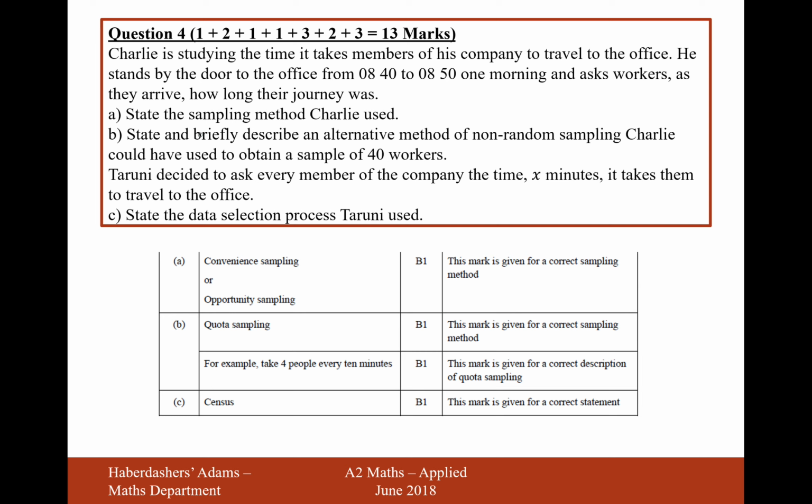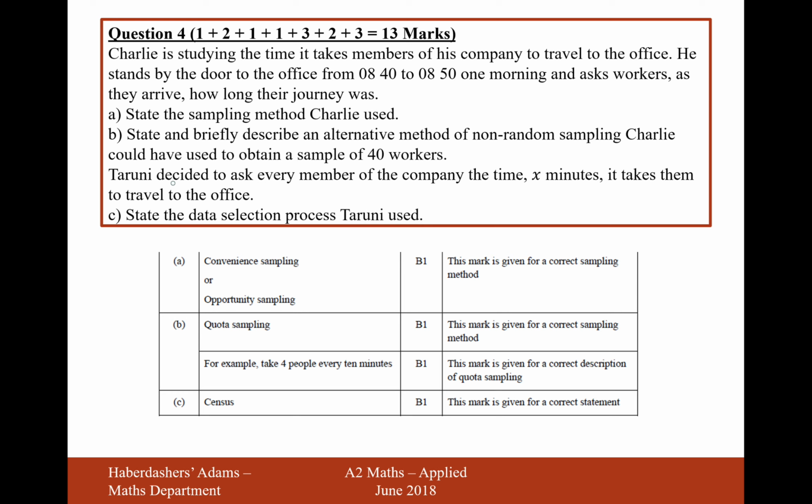Part B is: state and briefly describe an alternative method of non-random sampling Charlie could have used to obtain a sample of 40 workers. This would be an example of quota sampling, where we survey up to the quota of 40, and we might, for example, take 4 people every 10 minutes. We may have people arrive in bunches, where a bus has just come in, and it would not be very sensible to take all of those people because they would all be similar. So if you take 4 people every 10 minutes, you'll get a more spaced out and potentially more accurate answer to your question.